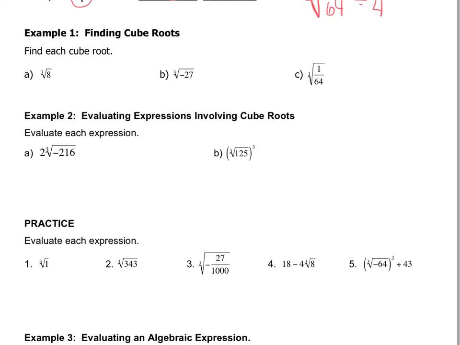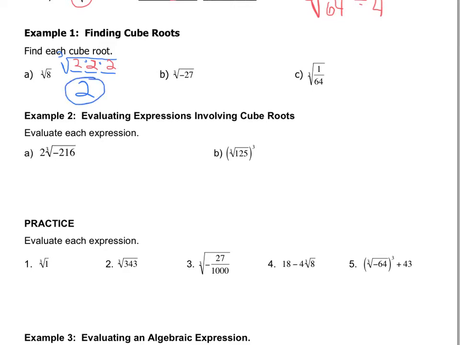So finding the cube root of something, we want to think about a number times itself 2 more times, so 3 of the same factor. Well, if I think of that number, 2 times 2 times 2 gets me the 8, which means the cube root of 8 is 2. Basically, once I have 3 of the same factor, I can take it out.